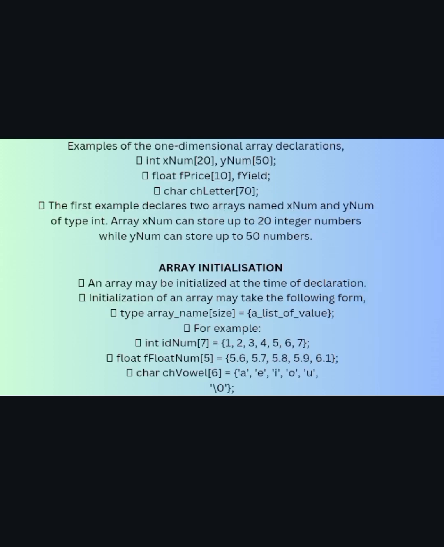For example, consider these one-dimensional array declarations: int xnum[20], ynum[50]; float fprice[10]; char letter[70]. The first example declares two arrays named xnum and ynum of type int. Array xnum can store up to 20 integer numbers, while ynum can store up to 50 numbers.